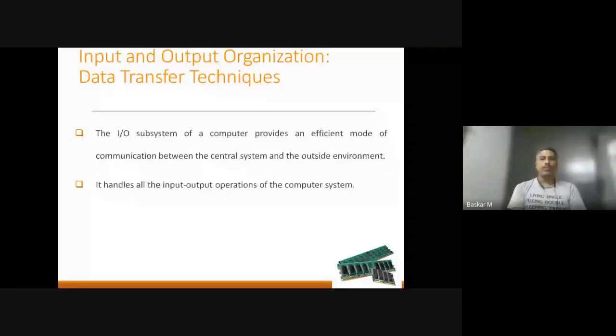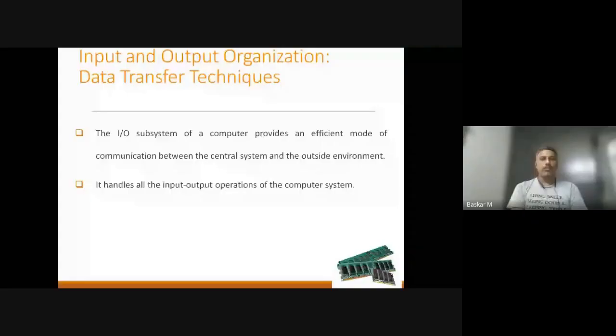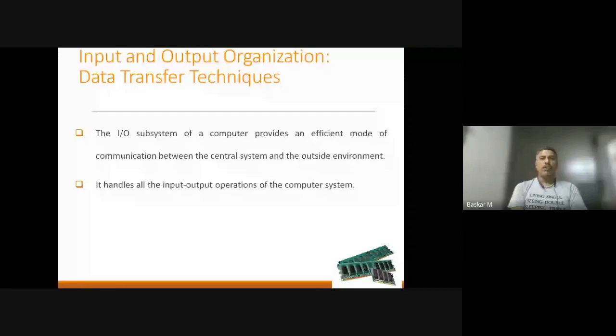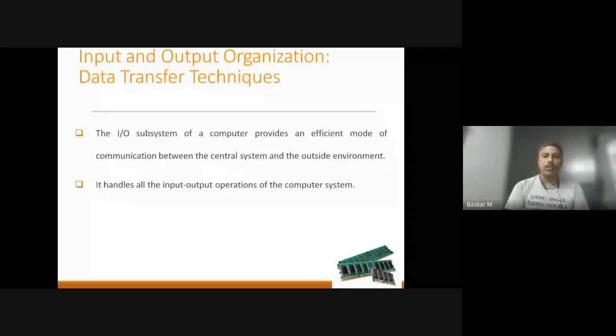So, for example, the input devices need to communicate with the processor through this I/O organization. They give the request. This request is forwarded to the processor. Once the processor gives the acknowledgement, the I/O organization will respond to the concerned input device. Then the input device is ready to transfer the data. Whatever data is transferred by the input device is forwarded to the processor by the input-output organization. Likewise, the output device also.